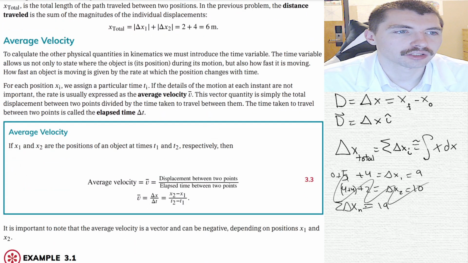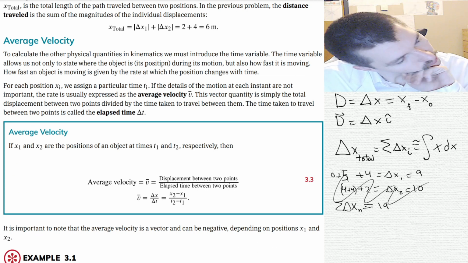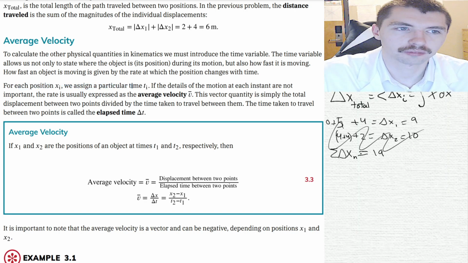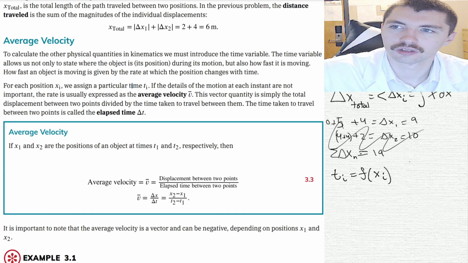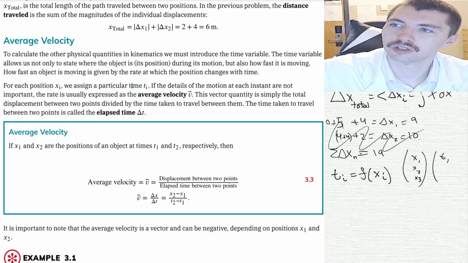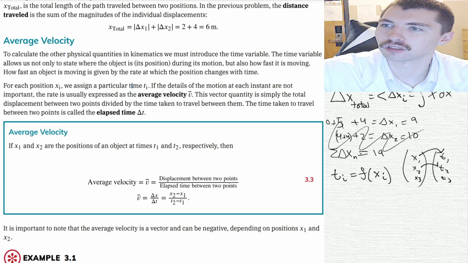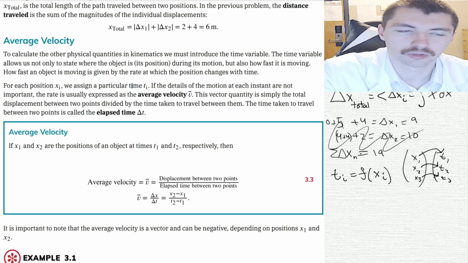All right, velocity. So we introduce time. For each position xi, we assign a particular time. So we assign a time from some function that maps xi's. So you have x1, x2, x3, t1, t2, t3. You have a function that assigns each to that.